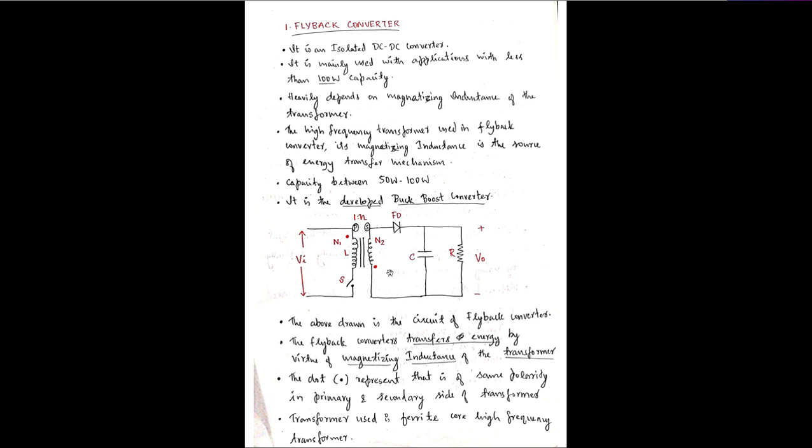The same polarity will be induced here, so the dotted end will have plus and the non-dotted end will have minus. This minus is connected to the freewheeling diode, which means it will be reverse biased. So in the flyback converter, the switch and freewheeling diode are mutually exclusive. Whenever the switch is on, the diode will not conduct, and whenever the switch is off, the diode will conduct. When the switch is on, the diode is reverse biased, and when the switch is off, the diode will be forward biased.